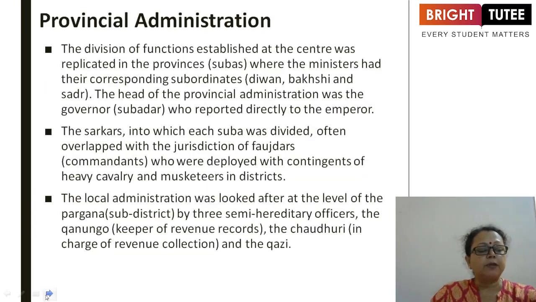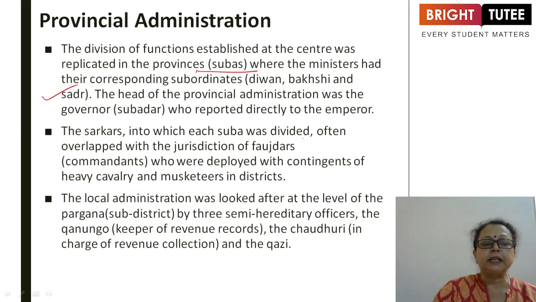The provision of functionaries and the division of functions established at the center was replicated in the provinces. Provinces were known as subas, where the ministers had their corresponding subordinates, that is, Diwan, Bakshi, and Sadr. The head of the provincial administration was the governor, who reported directly to the emperor. The sarkars into which each suba was divided.